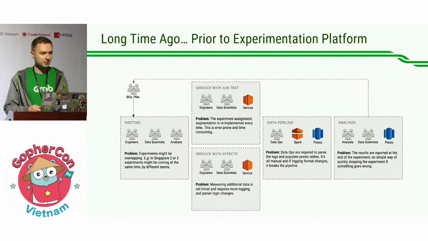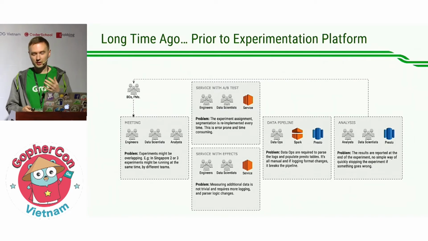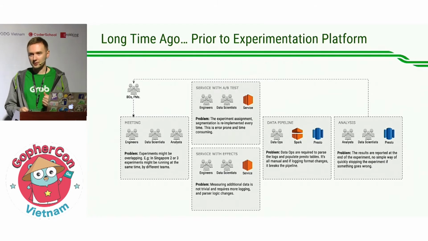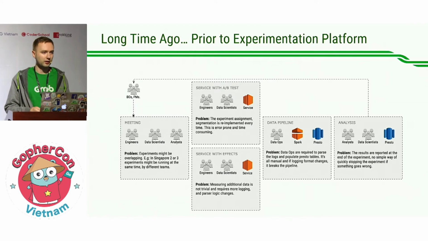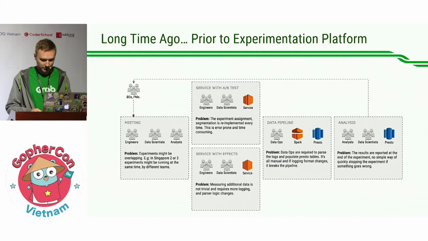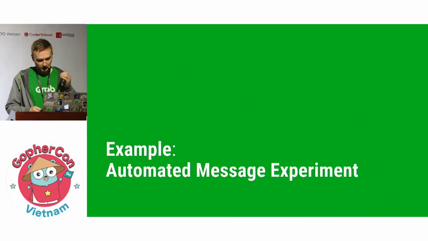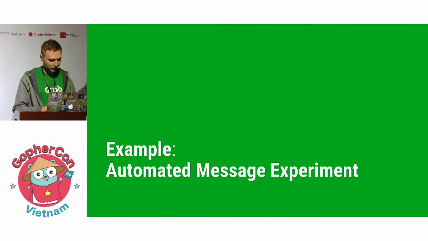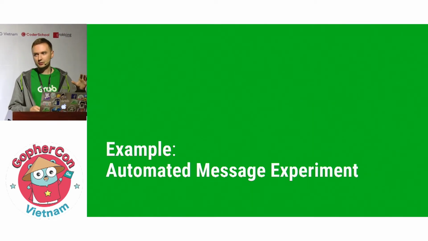So this whole process was actually very slow. It was weeks, sometimes even one month to get one experiment done, and a lot of communication, a lot of effort, right? So let me give you an example of one of the first things we actually did to try to fix this with the experimentation platform, right? And this is one of the very first experiments we ran.